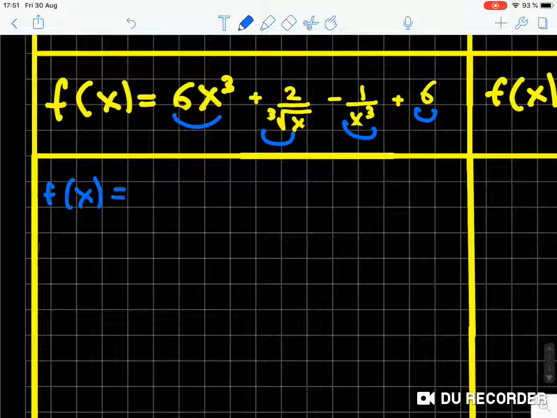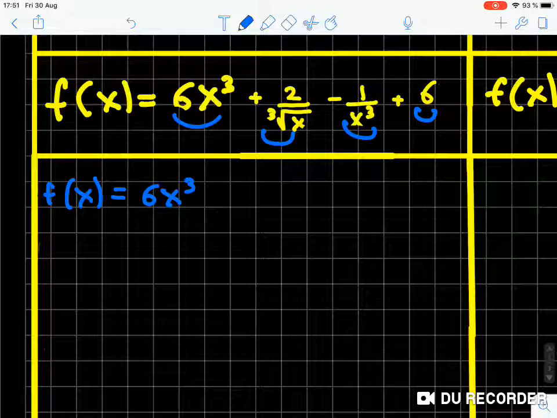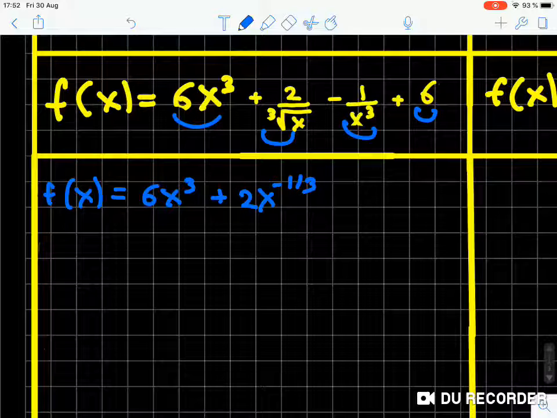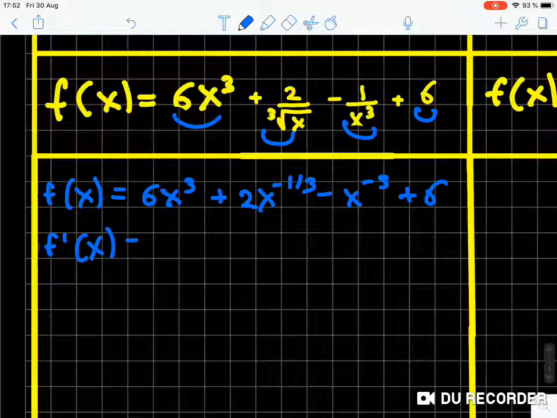First of all, as always, we'll put every single one of these components in the form x to the n. The coefficient doesn't matter, since it's just multiplying the x to the n, so it doesn't bother us. So we'll start with 6x to the 3, which is in the perfect form, plus 2x to the minus 1/3 minus x to the minus 3 plus 6. That should be fairly easy. So now we can get on with the differentiation.